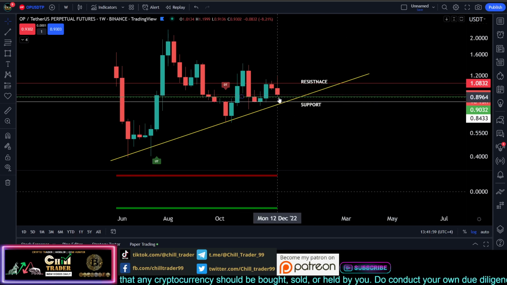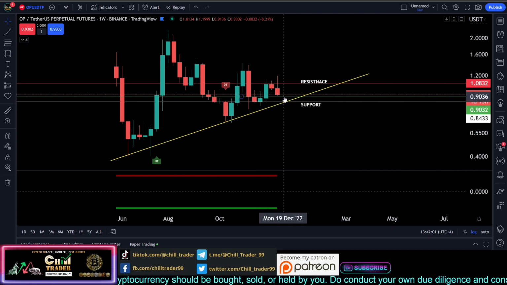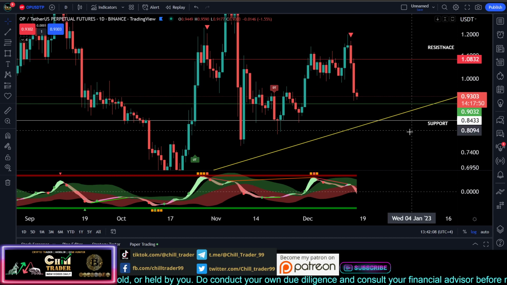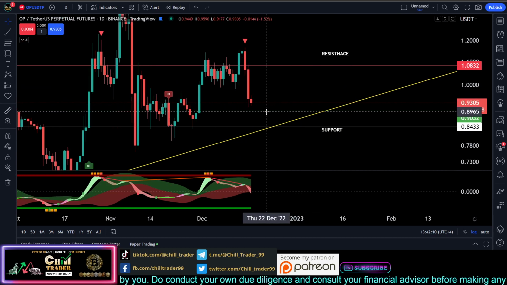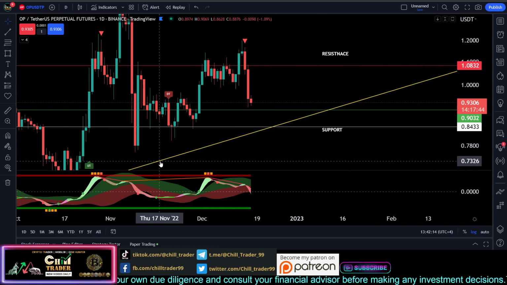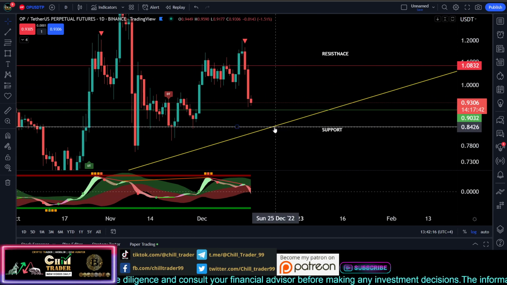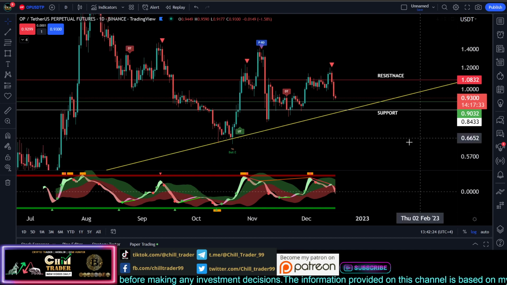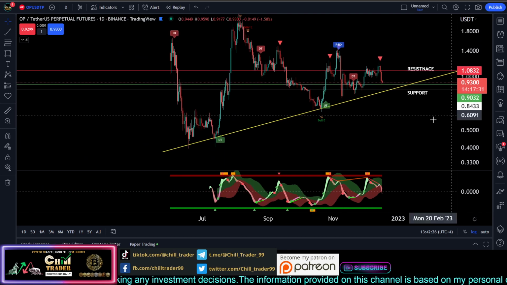We have some small supports along the way. We have this green line at around 0.9 acting as a support. Looking at the daily time frame, we have this green line as a support here, and we have this major support in confluence with the support trend line at around the 0.8426 area. So if you want a safer entry point, I would go on a long position. Not financial advice, guys.